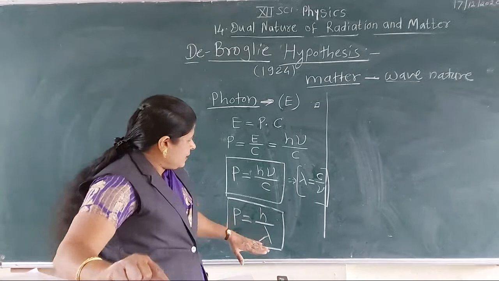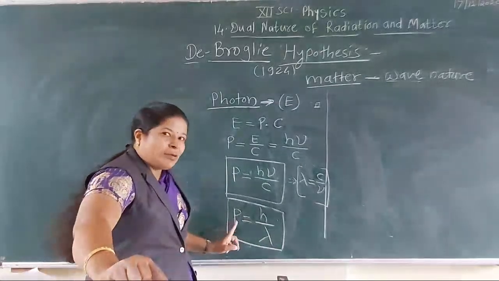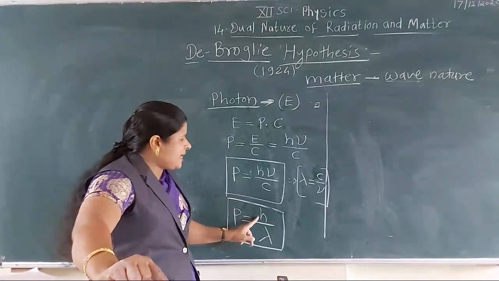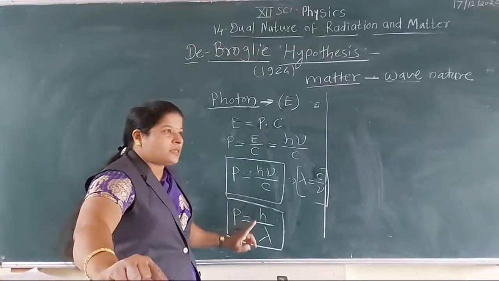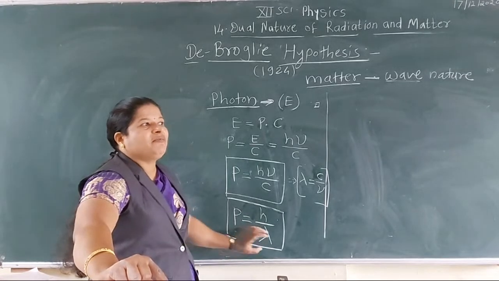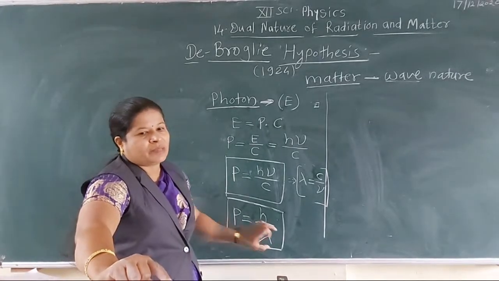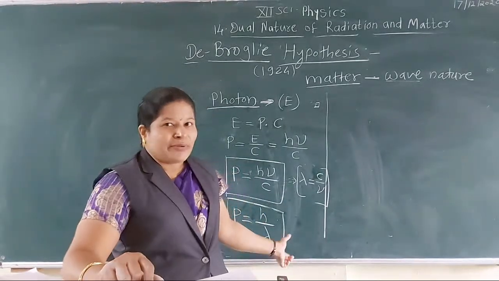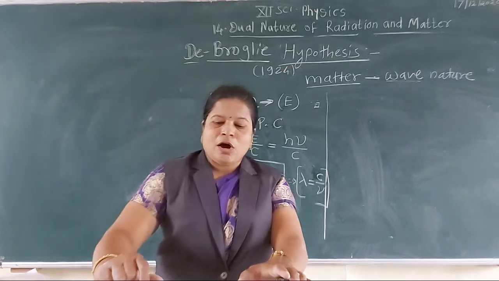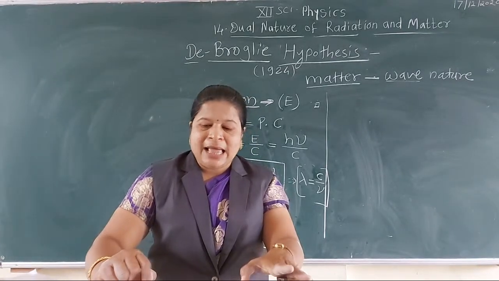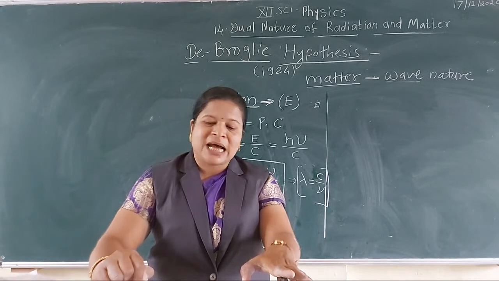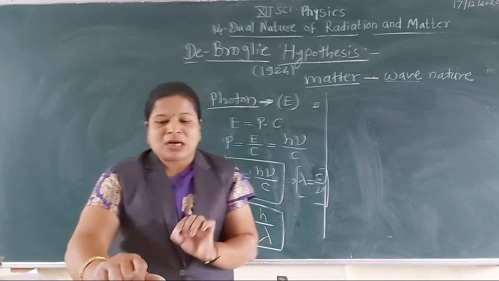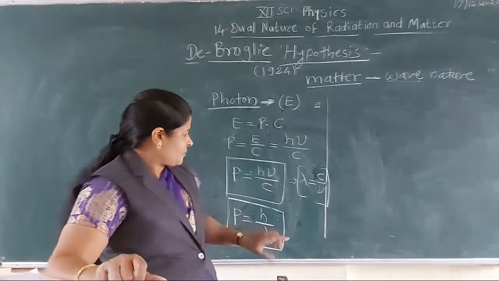De Broglie. Now what do we get? P means momentum of photon. Momentum is equal to h, Planck's constant, divided by lambda, the wavelength of the wave. De Broglie proposed that a moving material particle of total energy E and momentum P has associated with it a wave which is analogous to a photon.